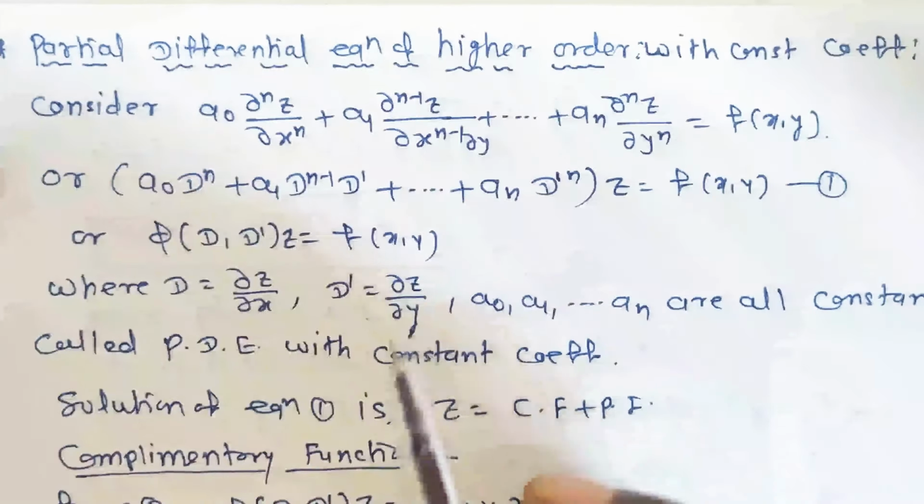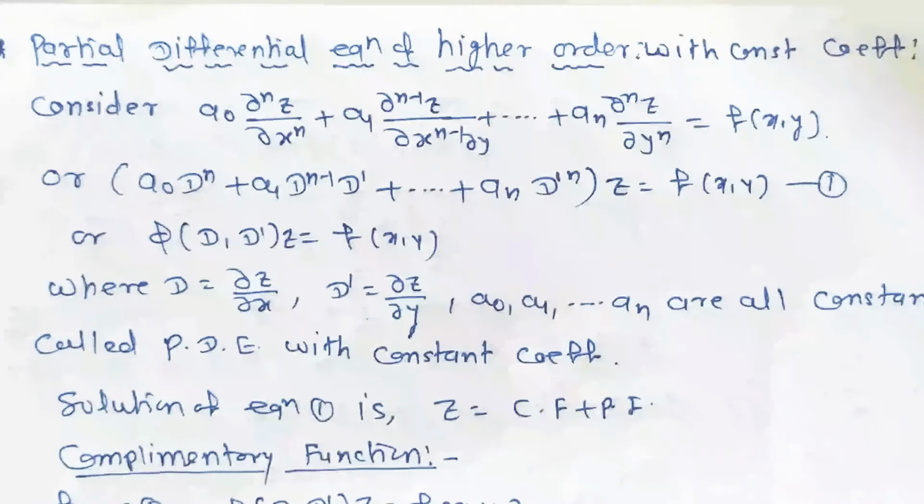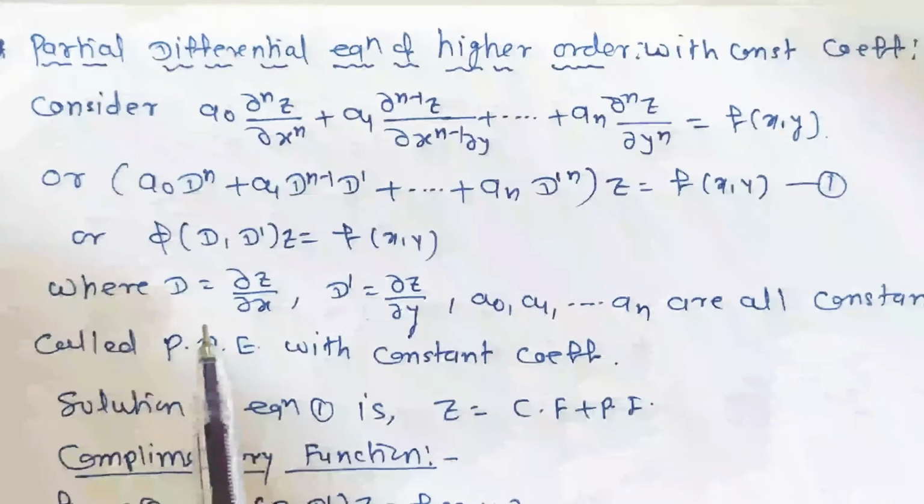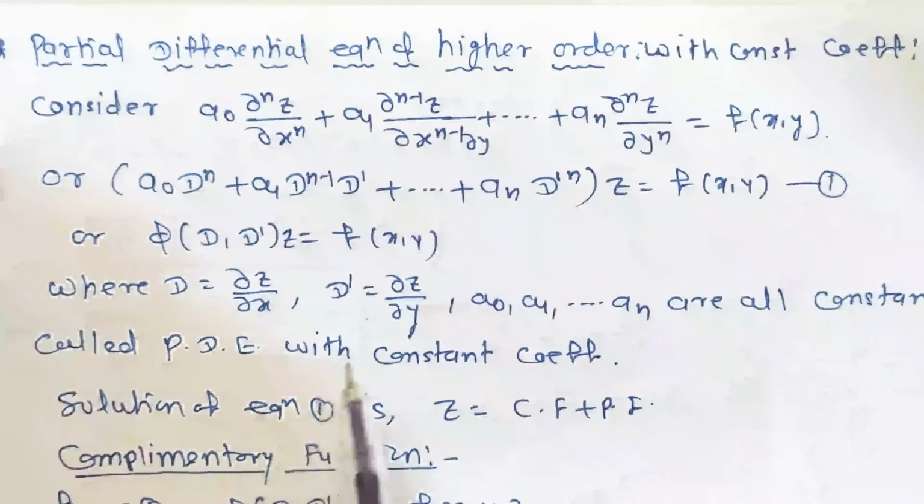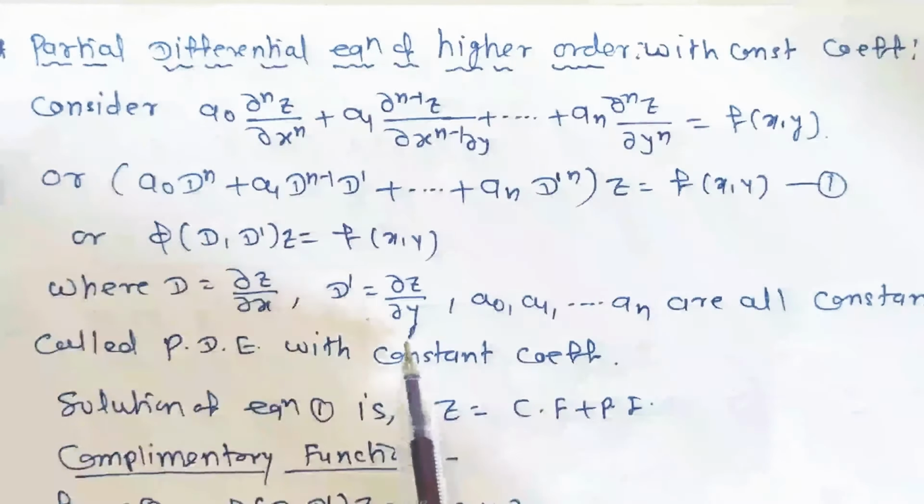Just like in linear differential equation we used the differential operator capital D is equal to d by dx, the same here we have to use capital D is equal to ∂z by ∂x and D dash is equal to ∂z by ∂y.